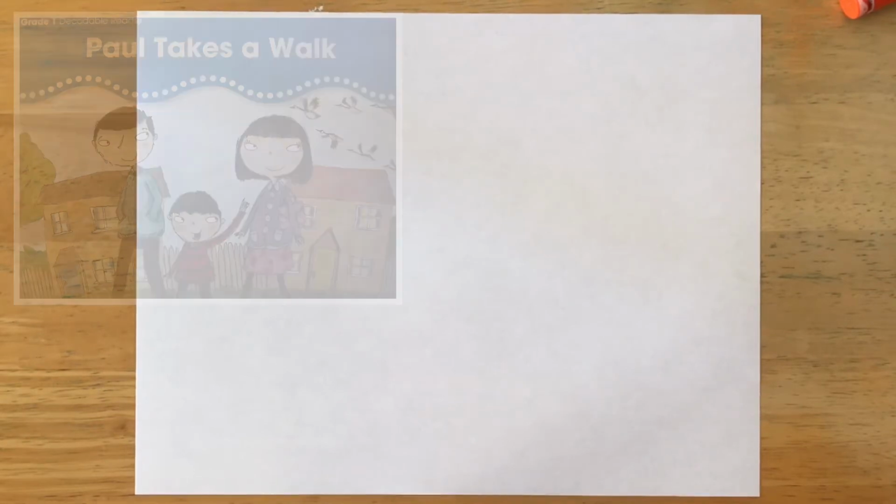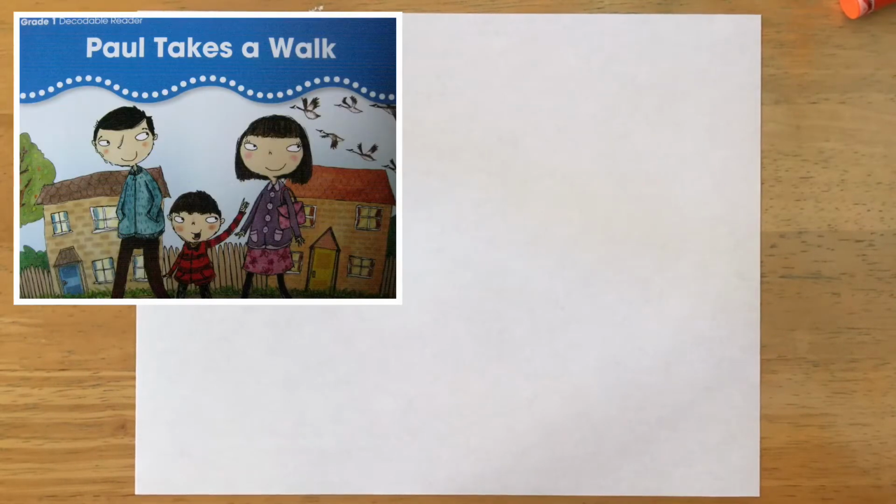The reason I wanted to do this week is that we had the story Paul Takes a Walk, which takes place during the fall. And talking to the students in my class, it became really clear that even though we've talked about seasons throughout the school year, a lot of kids are still a little bit confused about the difference between seasons and months and the order that the seasons happen in and that type of thing.